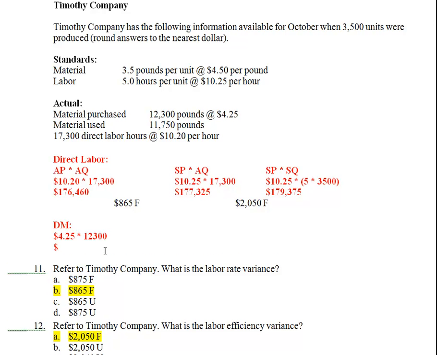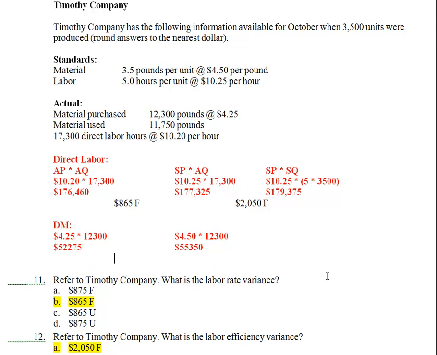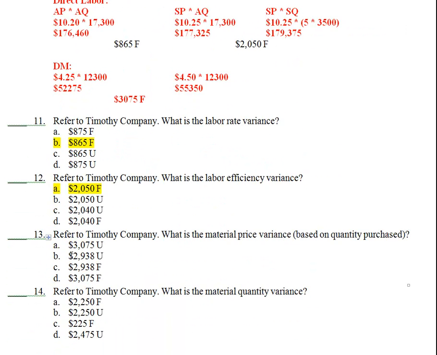So that's giving you 52,275. And then for your middle column, how much you thought you were going to pay on the material was $450. You actually purchased 12,300. So that's giving you $55,350. So your difference there is $3,075 is your variance. And this is what you thought you would pay. That's what you actually paid. You paid less, so it's a favorable. So it's $3,075 favorable variance. So your answer on 13 is D.